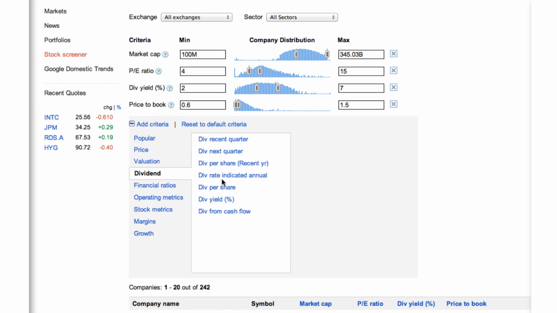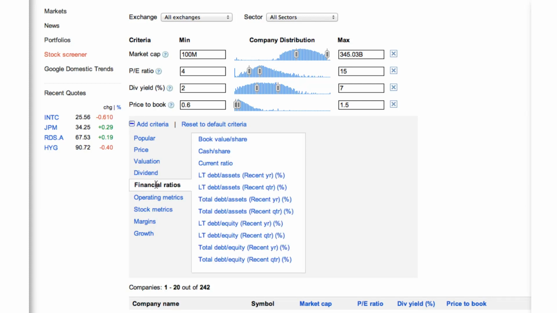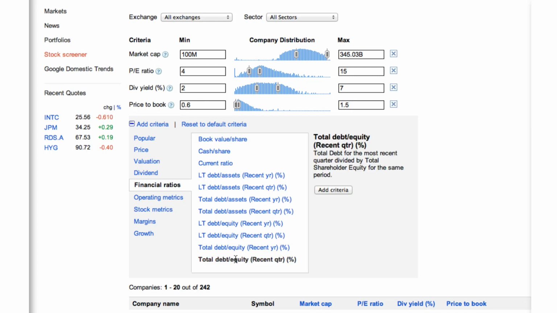As we go down to the dividend, you can see there are some different dividend metrics that we could put in here. I'm just going to stick with the current one that we have in there, which is the dividend yield percent. As we go to the financial ratios, this is one that I particularly like. I like to look at the total debt compared to the equity for the most recent quarter. So that's this bottom one. We'll go ahead and click on that.